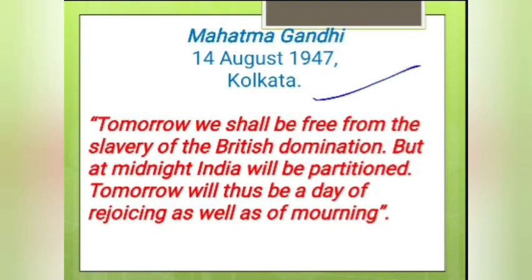Also, one more thing I want to add here. On 14th August 1947 in Kolkata, Gandhiji had stated that tomorrow we shall be free from the slavery of British domination. Means we will be free from the slavery of the British. But at midnight, India will be partitioned. Means at midnight, India will be divided, and tomorrow will thus be a day of rejoicing as well as of mourning. Means we will enjoy, and we will also feel the sorrow, because India will be partitioned on the basis of religion. And that was the communal division, community based division. That partition was really a very great challenge in front of them.